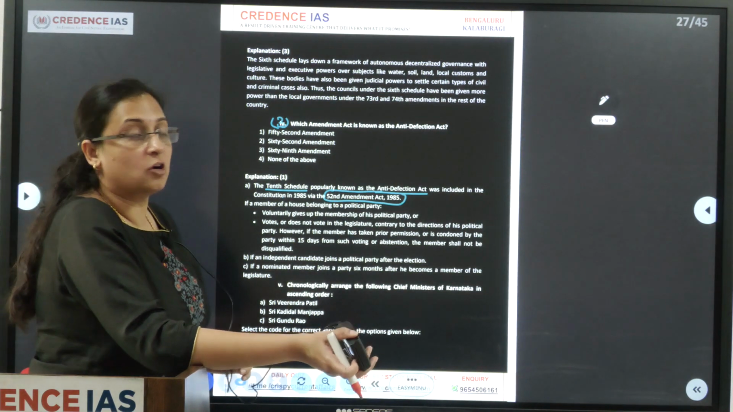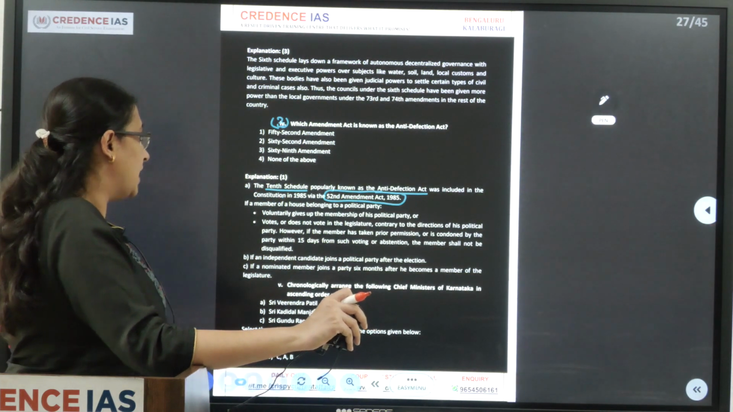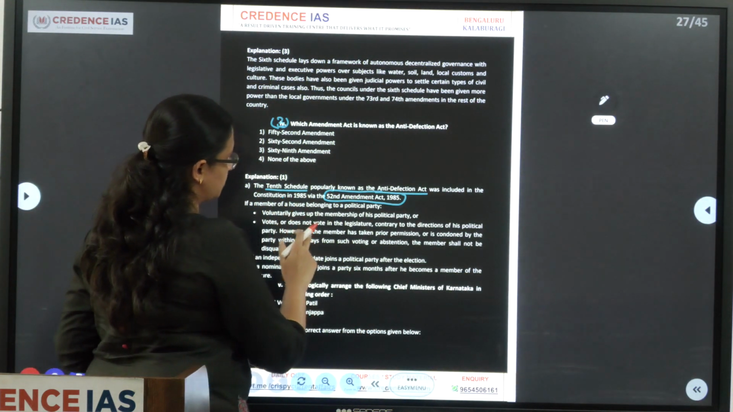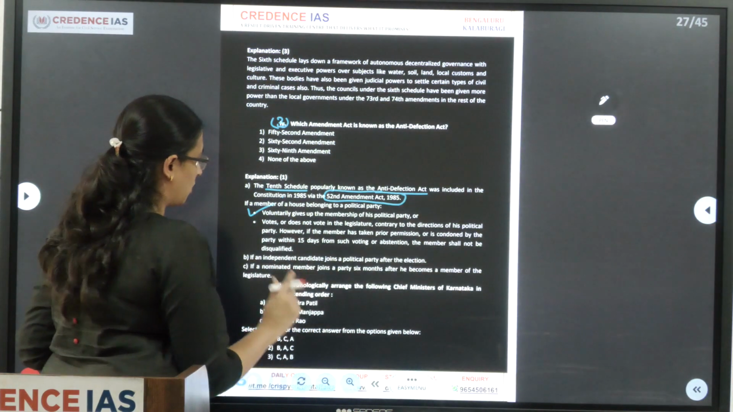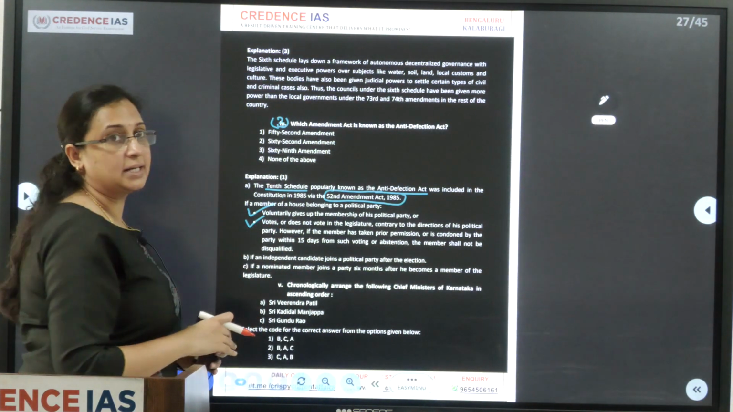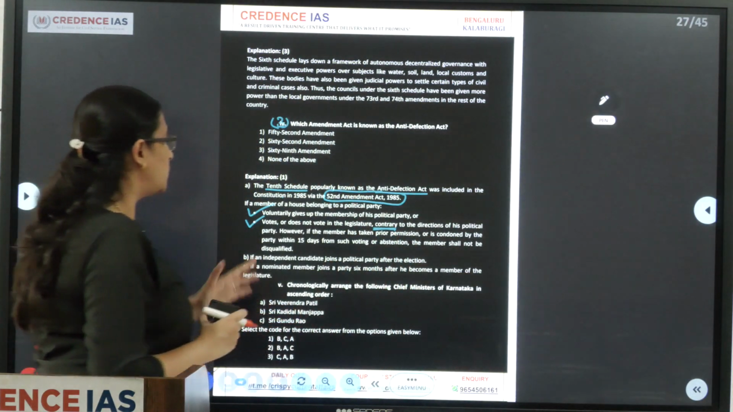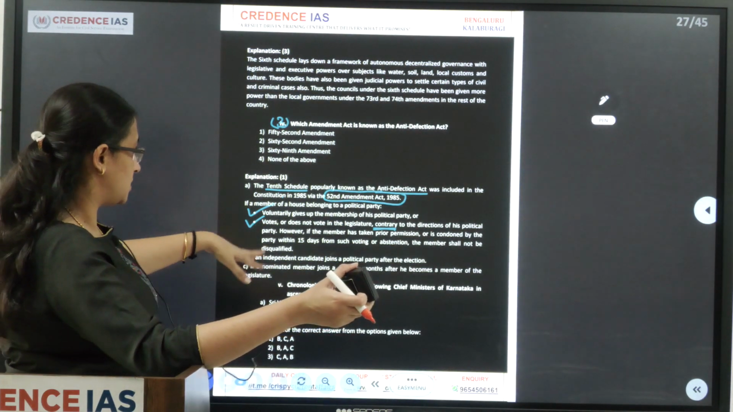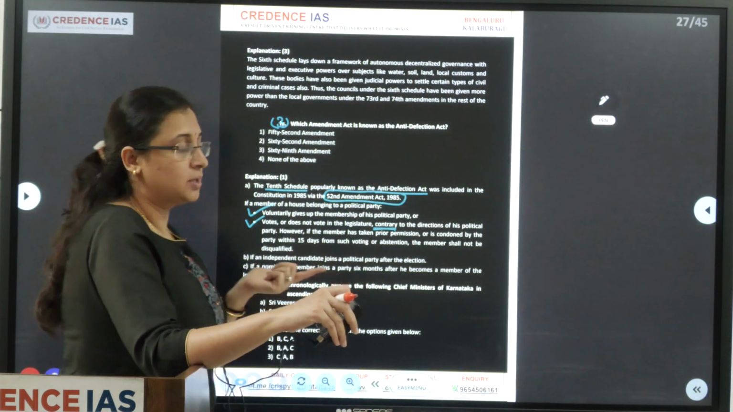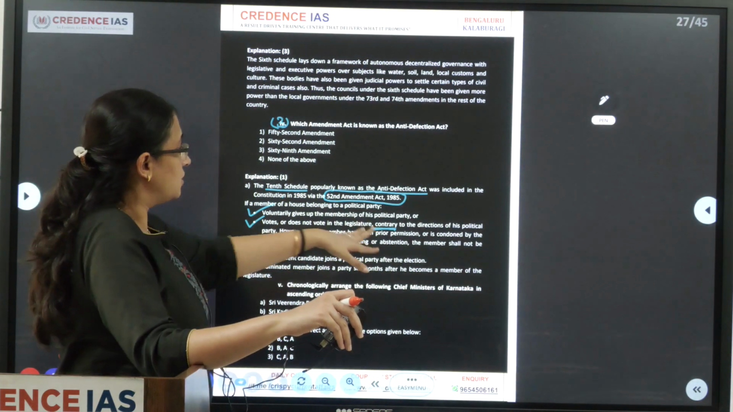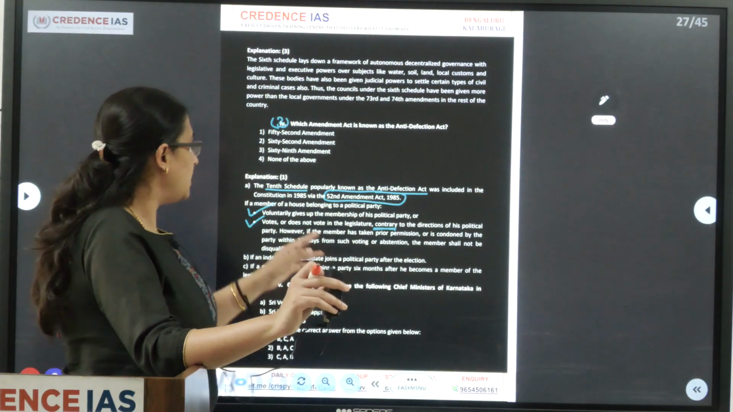which legislator can be disqualified on the grounds of the Anti-Defection Act? If a member of a house belonging to a political party voluntarily gives up the membership of his political party, or if he votes or does not vote in the legislature contrary to the directions of his political party, then he can be considered as disqualified under the Anti-Defection Act.